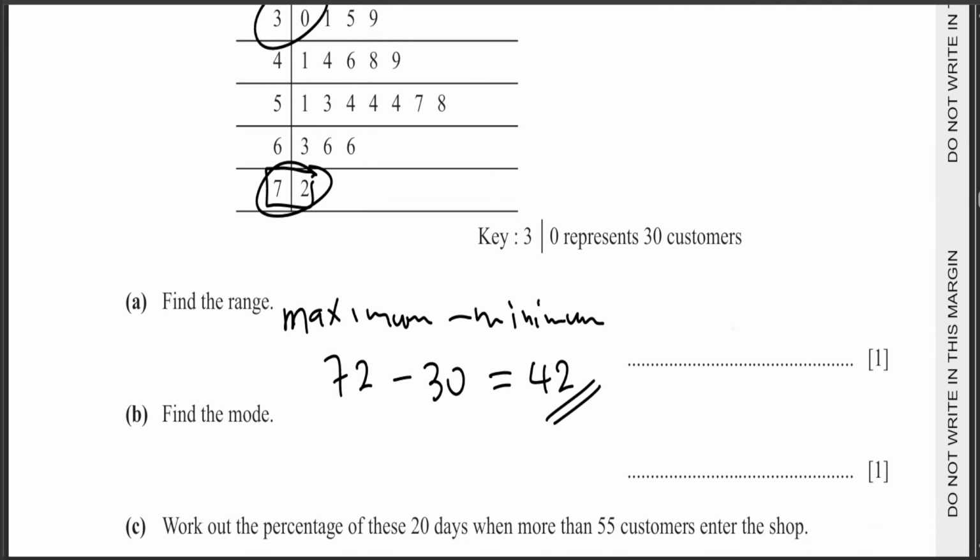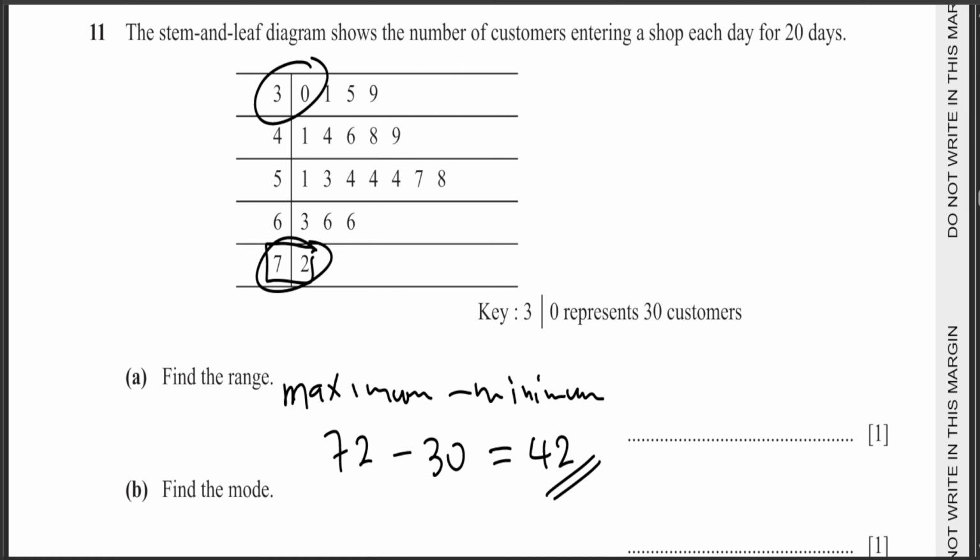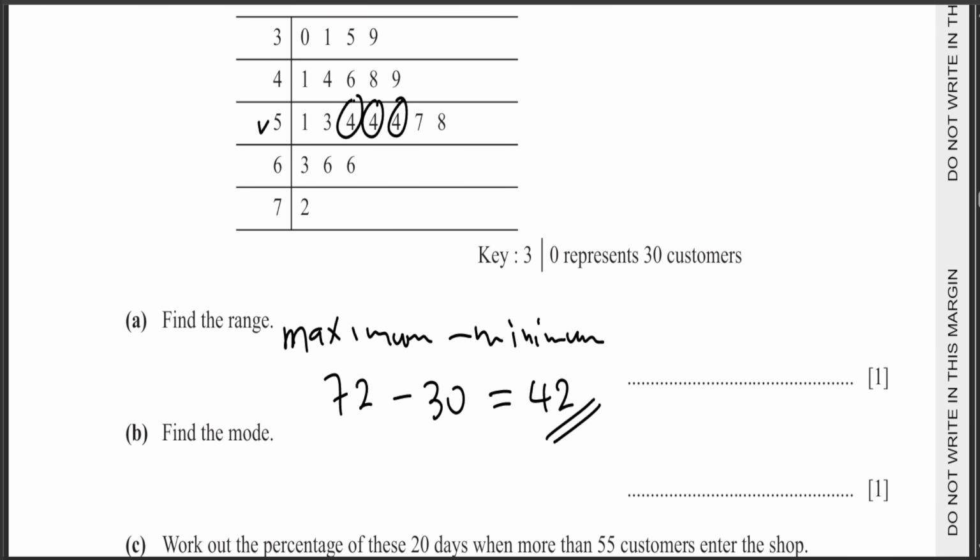Okay, find the mode. The mode is normally the one which is appearing most frequently. So the one that is appearing most frequently, if you look at it, is the fours. So it is 54. It's 54.